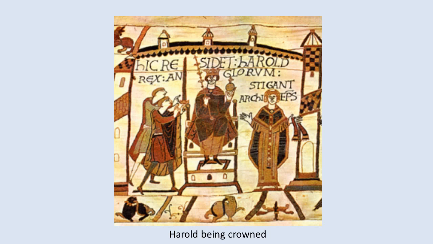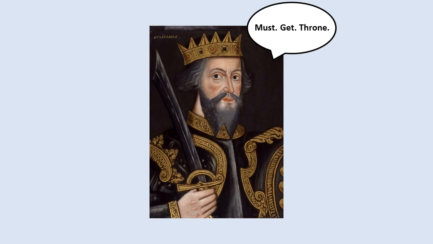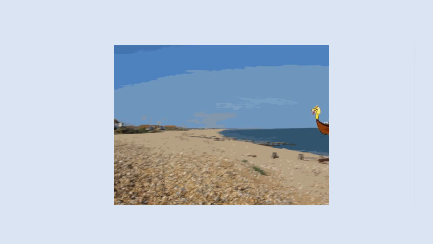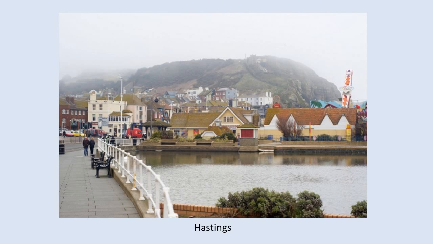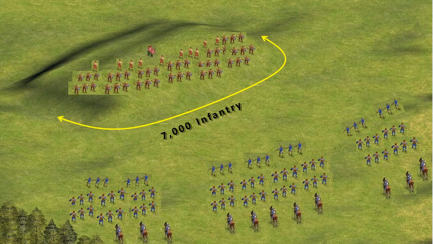When William found out, he was determined to claim the throne he thought had been promised to him. The Normans sailed from France and landed at Pevensey Bay in Essex, and from there he marched to Hastings where the battle took place. Harold had around 7,000 men, but no archers or cavalry.